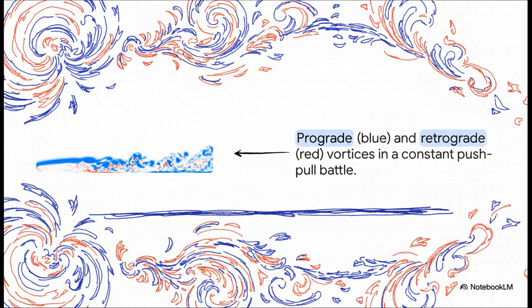Of course, in the real world, it's never just one or the other. This image shows both types existing side by side, locked in this constant push and pull battle right at that turbulent edge. Some are suppressing the mix, while others, right next to them, are trying to enhance it. It's a real tug of war.